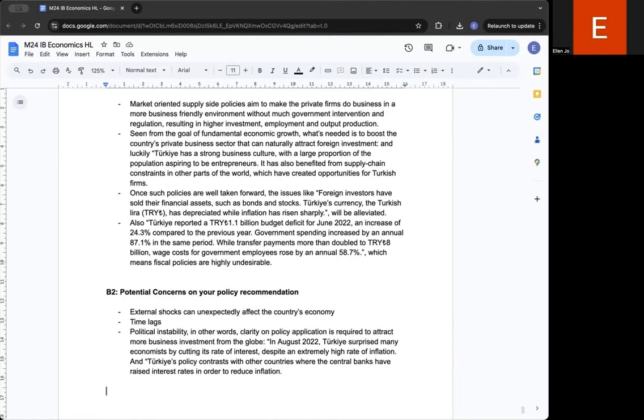Next, I can put some potential concerns on my policy recommendation, such as unexpected external shocks that can affect the country's economy negatively, not to mention the time lags. Also, political instability. In other words, clarity on policy application is required to attract more business investment from the globe. However, according to the text, the country's policy implementation is not that convincing to many foreign investors, as we have seen from the example of the central bank's interest rate change, so these can be detrimental to conducting market-oriented policies.